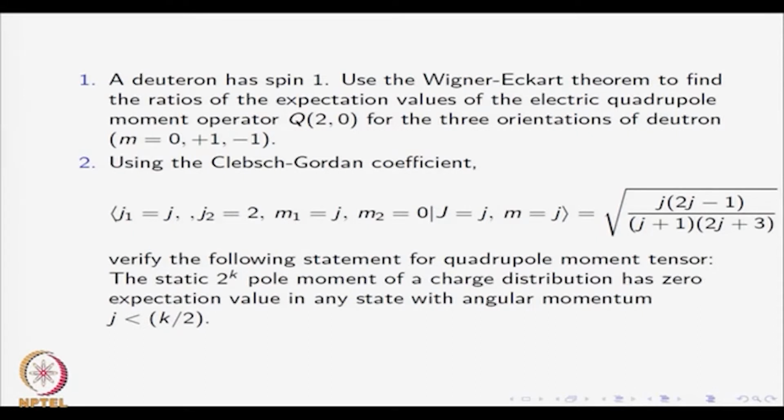So, for the 3 orientations, you need to find the ratio of the expectation values of the deuteron for q 2, 0. The 3 orientations would be 1, 0 and minus 1. So, you have to find the expectation value for the 1, 0 state, the 1, 1 state and the 1 minus 1 state on q 2, 0.